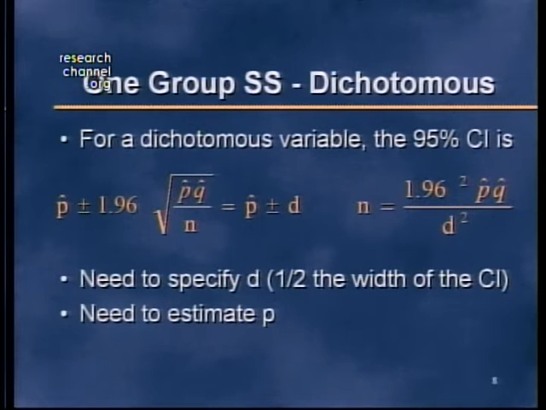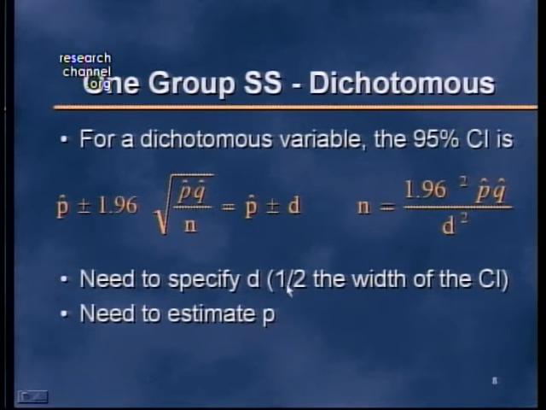We also looked at this with dichotomous outcomes. So the 95% confidence interval again takes the sample statistic, forms an interval around it by adding and subtracting 1.96 times the standard error, that's the square root of p hat q hat over n. So again, I could write this whole thing, 1.96 times the standard error, just express it as d. So the confidence interval takes the sample proportion, forms an interval around it of plus or minus d units.